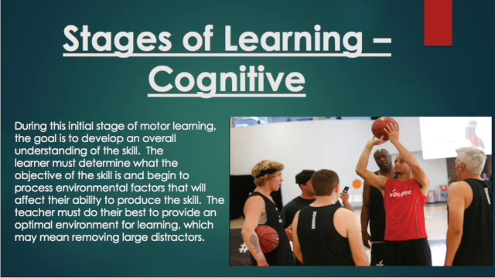To see the expected progression of the learner, we have to look at Fitts' 3 stages of learning, which are cognitive. During this initial stage of motor learning, the goal is to develop an overall understanding of the skill. The learner must determine what the objective of the skill is and begin to process environmental factors that will affect their ability to produce the skill. The teacher must also do their best to provide an optimal environment for learning, which may mean removing large distractions.